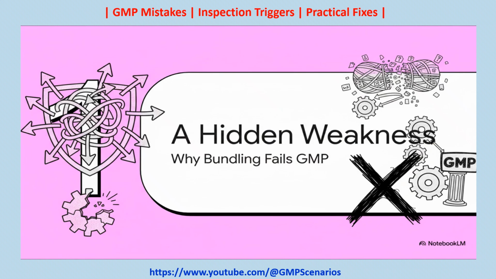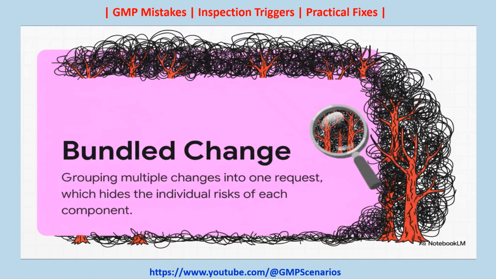And this gets us to the heart of the matter. What looks like a smart shortcut is actually a massive hidden weakness, especially under good manufacturing practices, or GMP. When you're working in that world, bundling changes together isn't just a bad habit, it's a fundamental breakdown of your whole change control system. So let's be crystal clear on what we mean by a bundled change. It's simply grouping multiple separate changes into one request. And the biggest problem with this, it completely hides the risk of each individual piece. You can't see what's actually dangerous because it's all just lost in this big, jumbled package.